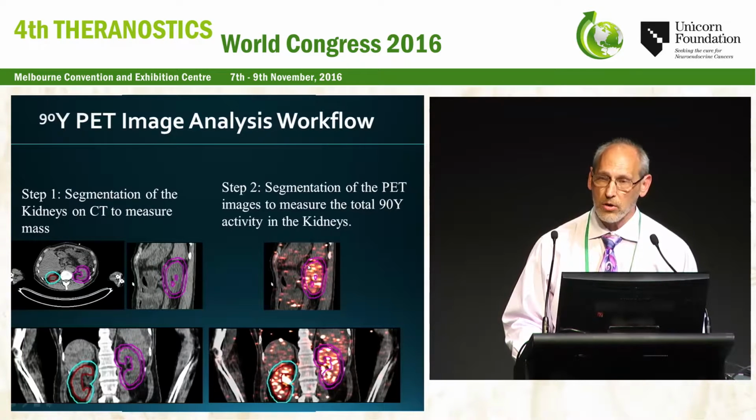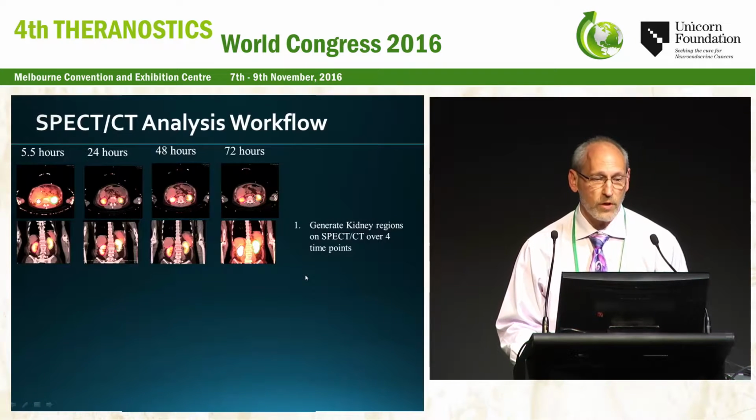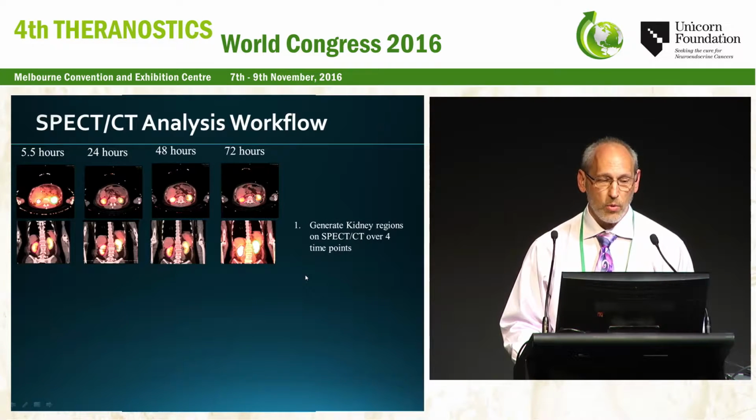We found empirically, based upon phantom studies, that if we did that expansion by about 1 centimeter in totality, we would capture virtually all of the yttrium-90 activity that was in the kidney. The SPECT analysis was functionally the same thing. We had those 4 data points, and we co-registered them and drew regions around the kidneys in all 4 of those.